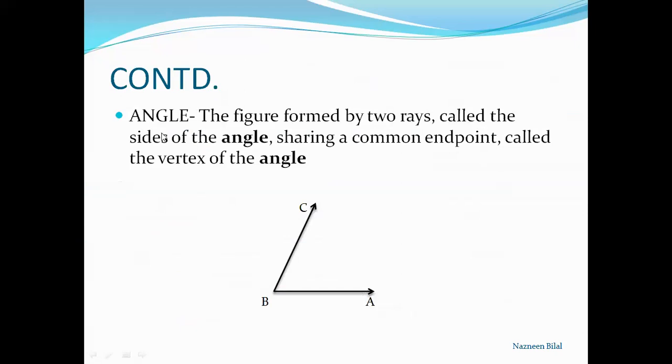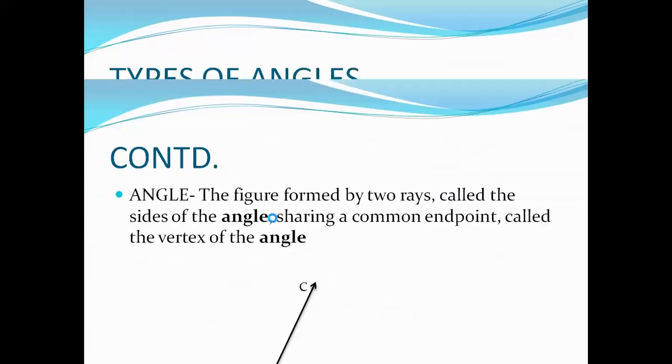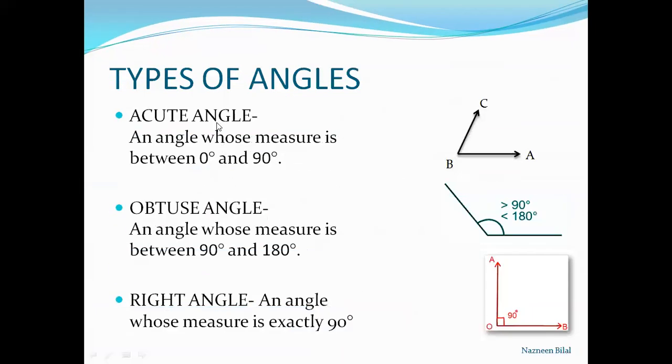Then we have angles. An angle is formed by two rays with a common vertex. So you can see here angle ABC. Types of angles are acute angle, obtuse angle, and right angle. An acute angle is an angle whose measurement lies between 0 and 90 degrees. 90 degrees and 0 both will not be included in that. It will lie between 0 and 90 degrees.